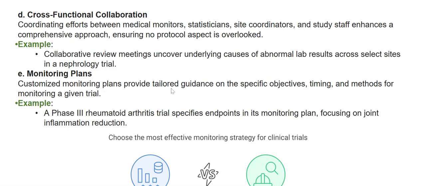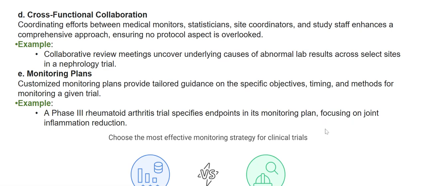We have the monitoring plans. Customized monitoring plans provide tailored guidance on the specific objectives, timing, and methods for monitoring a given trial. As an example, a phase 3 rheumatoid arthritis, or RA for short, trial specifies endpoints in its monitoring plan, focusing on joint inflammation reduction.